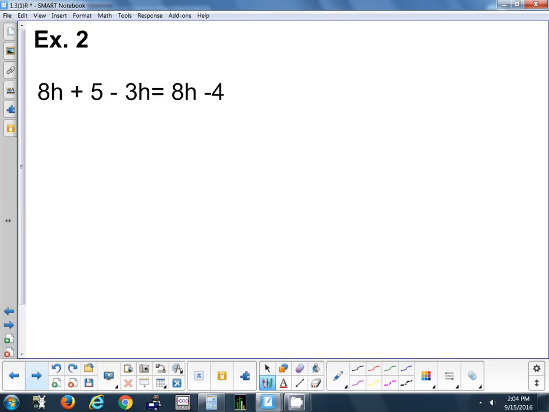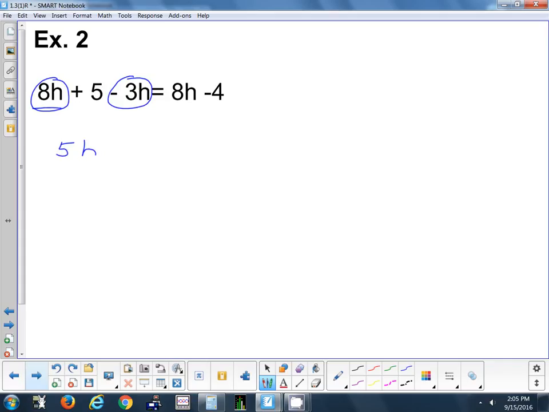Can somebody else tell me what the like terms are that I'm going to combine? Shannon? 8h and negative 3h. Good, I like it. 8h, the sign to the left always goes with it, and negative 3h. And now lastly, can somebody tell me what I get when I combine 8h and negative 3h? Kyle? 5h. Yep.